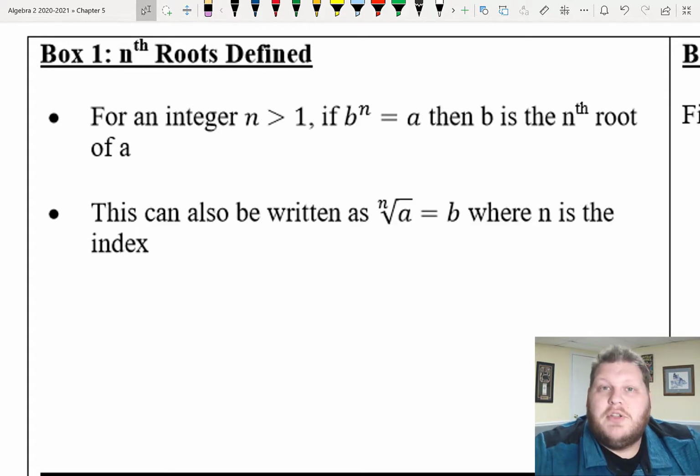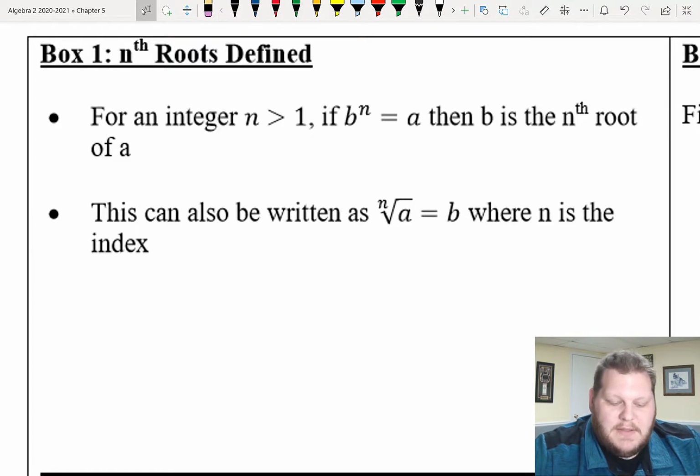Now, more generically, an nth root. The top one here is our definition. For an integer n, so if we have some exponent n that is bigger than 1, if we have b to the nth power equaling a, which means b is my base, n is my exponent, equal to a, then we can say that b, that base, is the nth root of a.